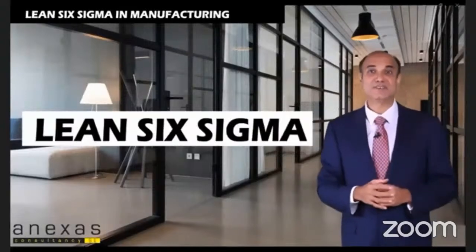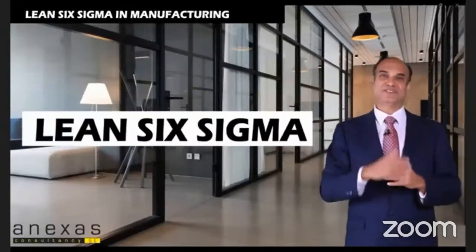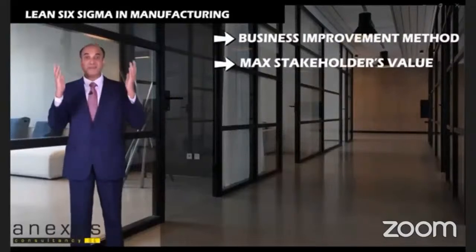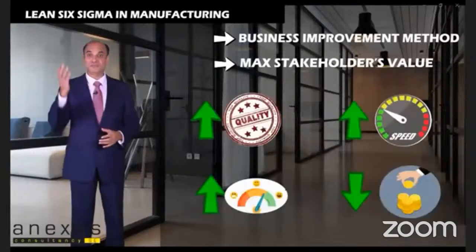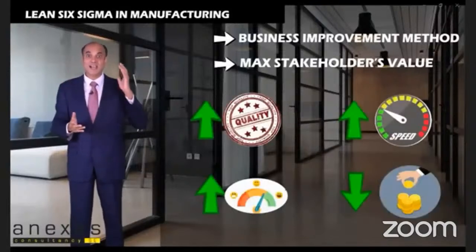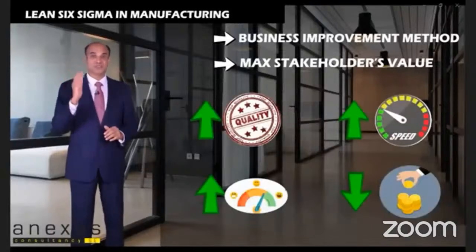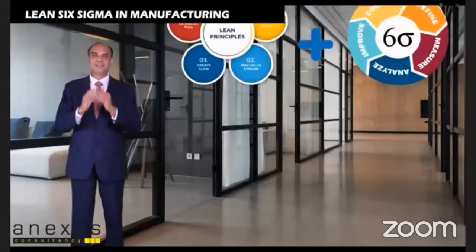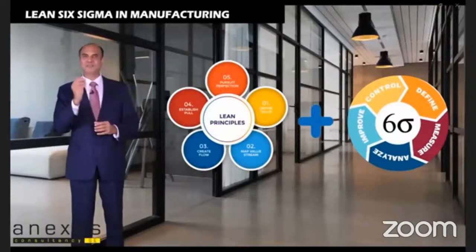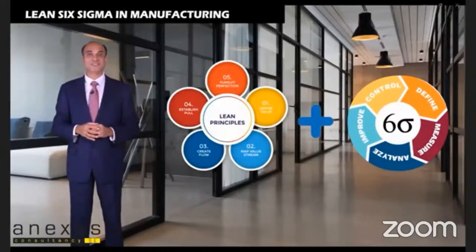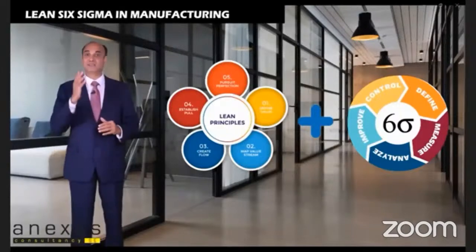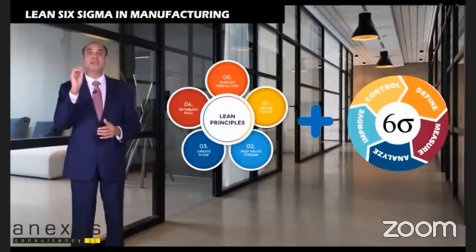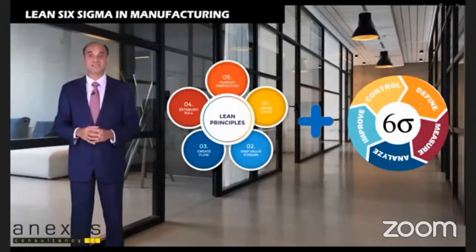Here is how Lean Six Sigma can improve your processes in manufacturing. Lean Six Sigma is defined as a business improvement method that aims to maximize the shareholders' value by improving the quality, speed, customer satisfaction, and reducing the costs. It merges tools and principles from both Lean and Six Sigma to do this. It has become the most popular business strategy for deploying continuous improvement in the manufacturing industries. With its help, you can make sure that only essential steps remain in a process.